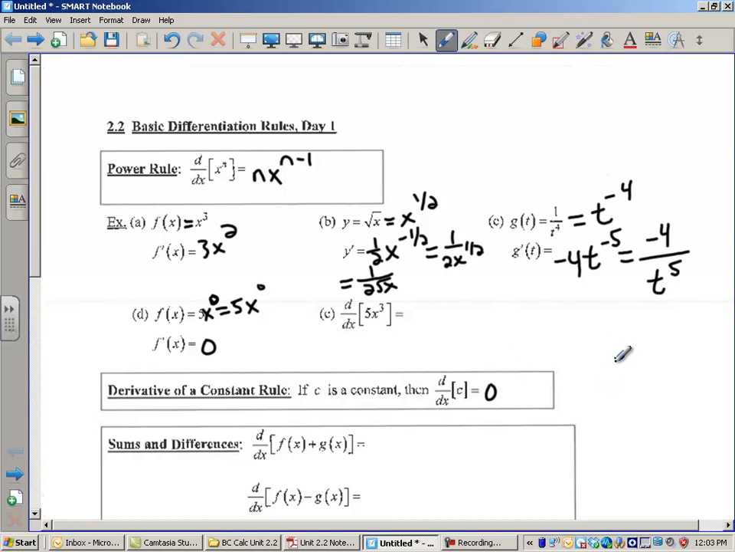This should make sense to you geometrically because derivative means slope. Here's a graph of the line y equals 5. That's y equals 5. What is the slope of that line? What's the slope of any horizontal line? It's 0.